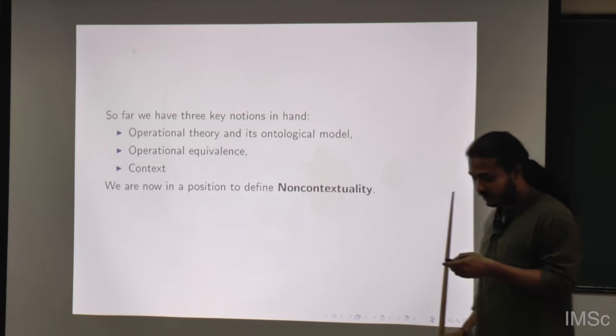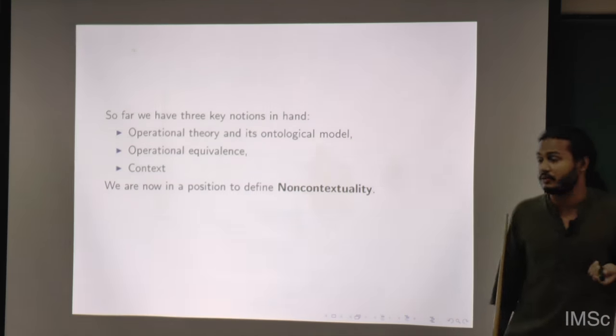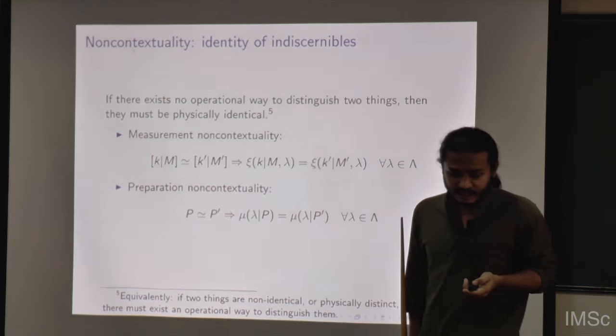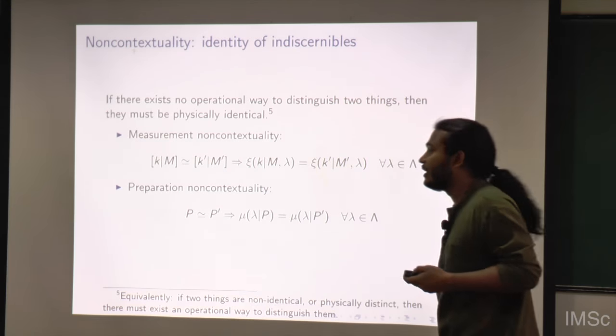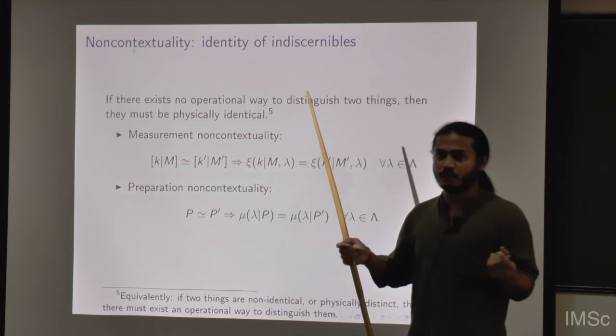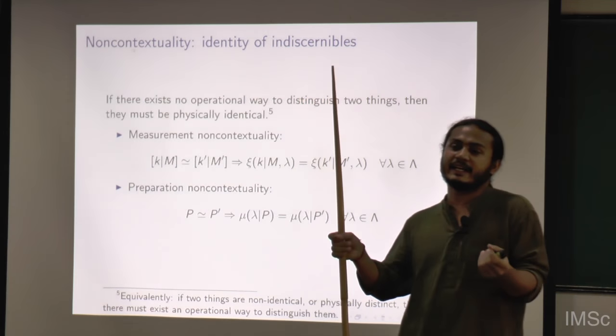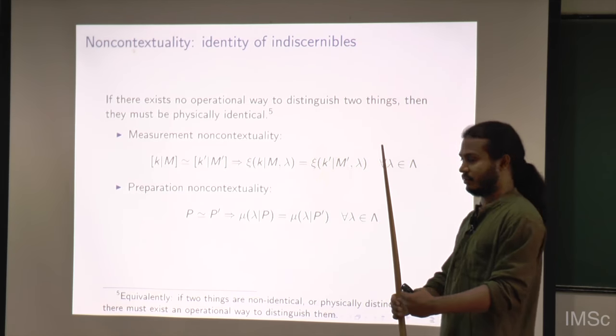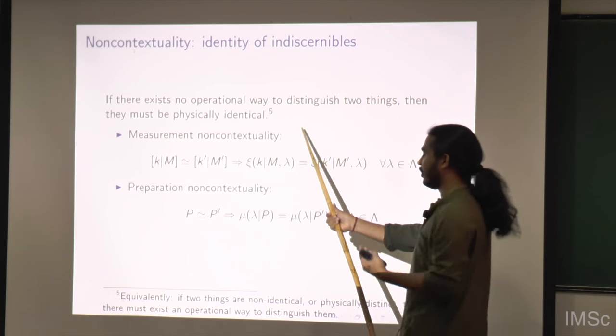So now we are in a position to define what we mean by the word non-contextuality. Non-contextuality is essentially the identity of indiscernibles. It's saying that if two things are indiscernible, if there's no operational way to distinguish them, if there's no experiment that you can do which can tell them apart, then they must be physically identical. Then they are really the same thing. Okay? So this is just a qualitative statement.